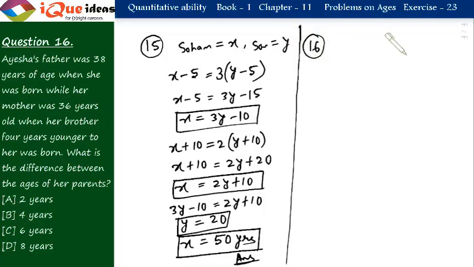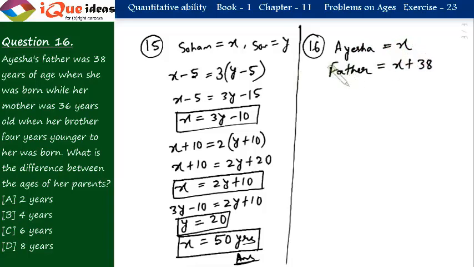Ayesha's father was 38 years of age when she was born. Now, when somebody is born, the age is considered to be 0, right? So if I assume Ayesha's present age to be x, that means her father's age would be 38 years more than that, right? Because remember, Ayesha's age was 0 when father was 38, all right? So father's present age would be x plus 38, right? These are all present ages that we are assuming.